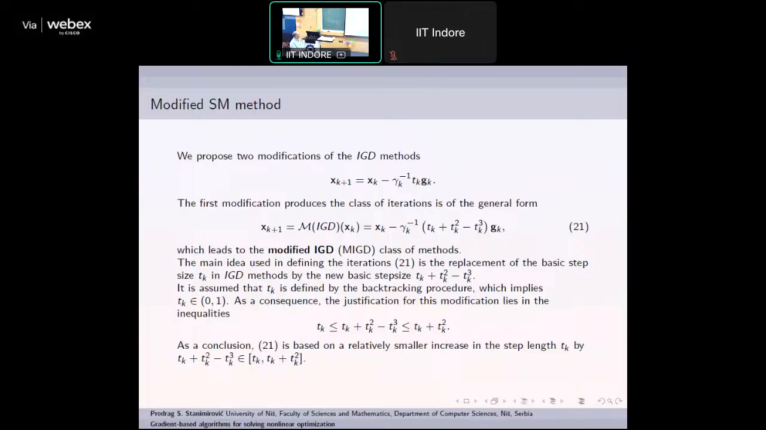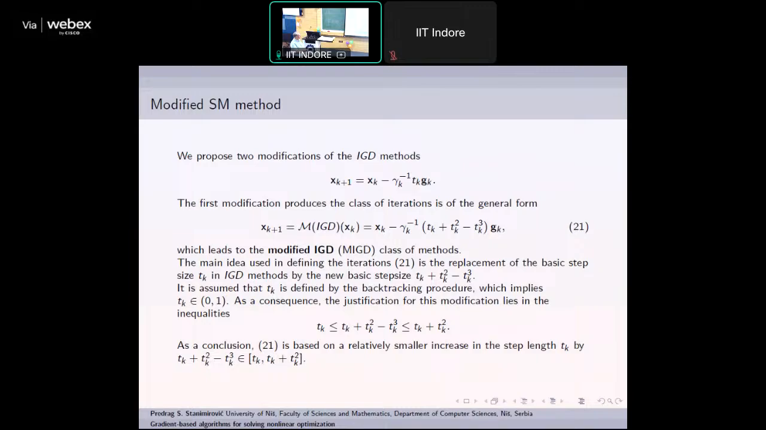Another idea was to use, instead of one simple TK, this expression. TK is between 0 and 1. So TK is bigger than TK squared, bigger than TK third, and so on. And evidently we have such 2 inequalities.